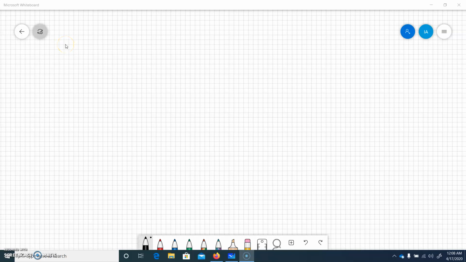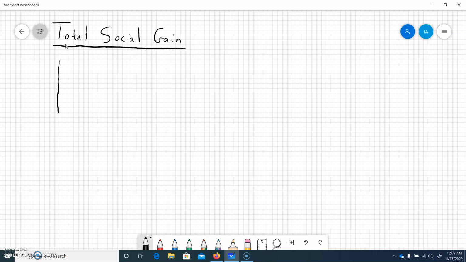Hello, and let's talk about total social gain. So we're still talking about our demand and supply curve. So once again, let's draw it to give ourselves a visual of what's going on here. So we've got a demand curve.